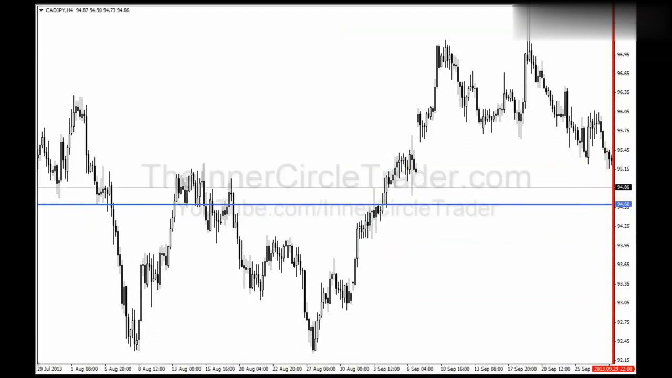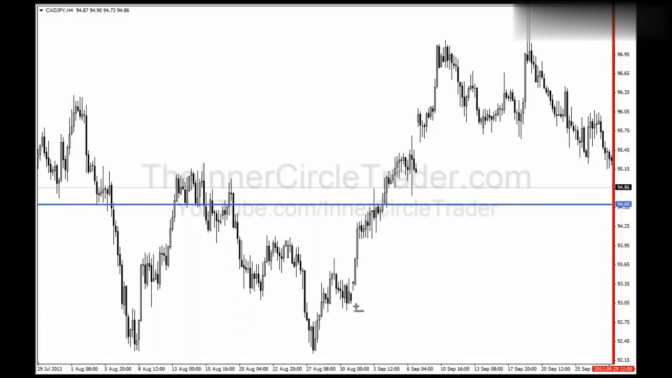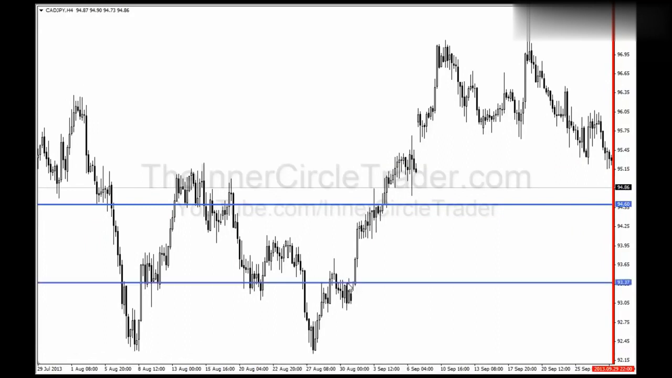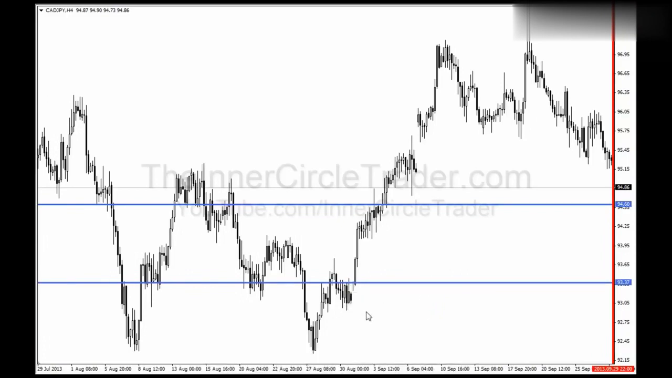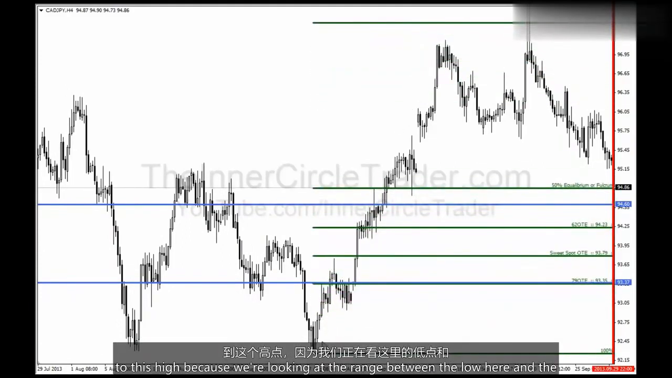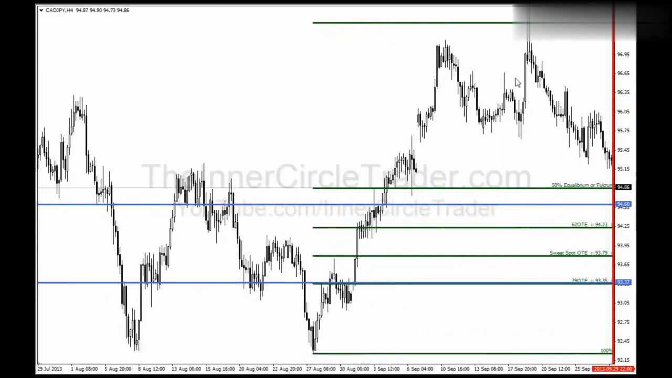Another area where we have consolidation is in here. Prior to the rally up out of that consolidation, the down candle prior to the move is right in here. So we're going to use the high of that candle right in there. And if price trades lower and much deeper into that price swing, we could use this low to this high, because we're looking at the range between the low here and the high here, much in the same way we did this low to this high.